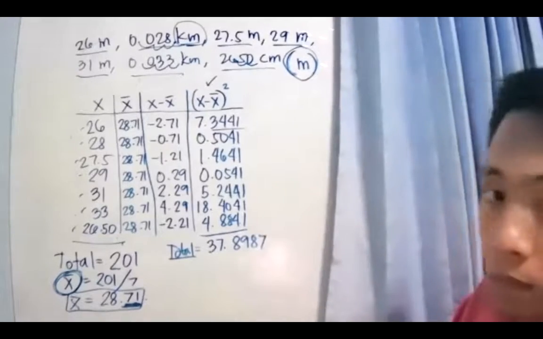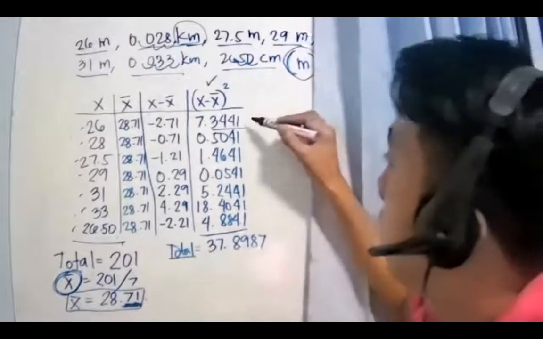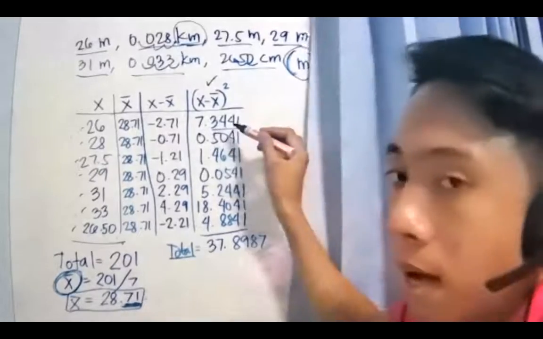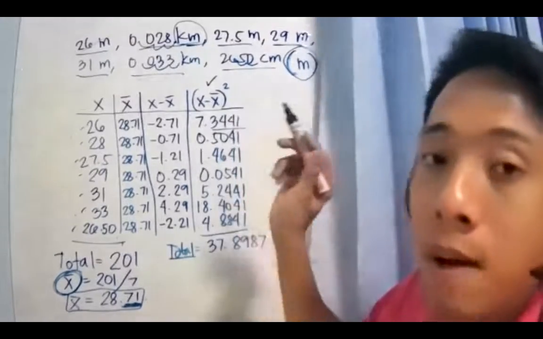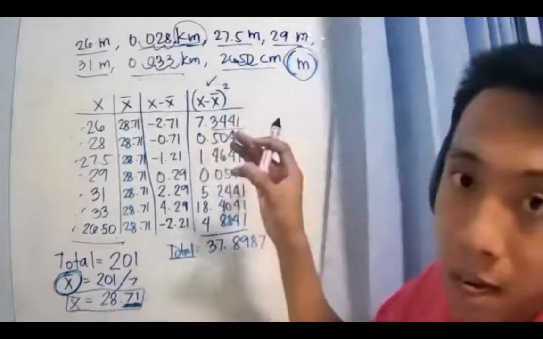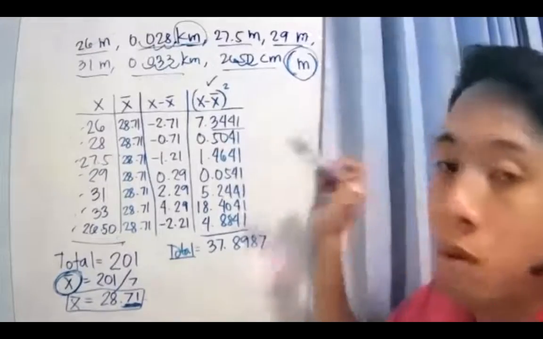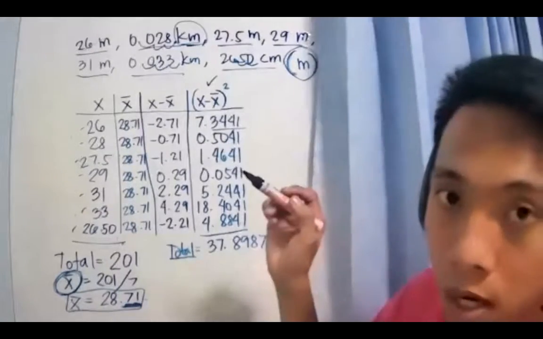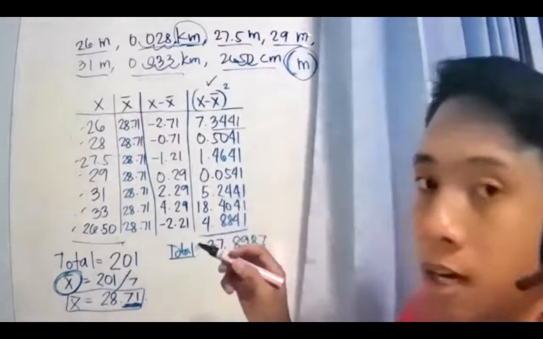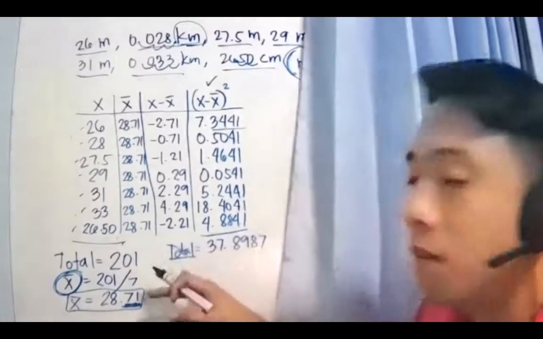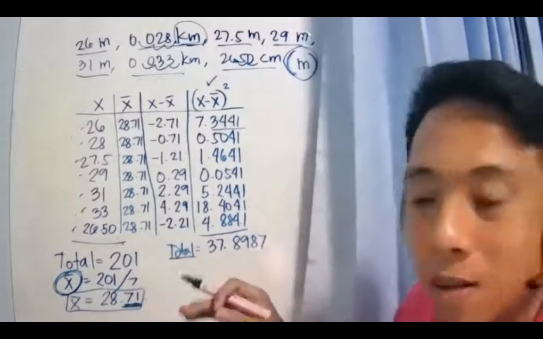37.8987. Okay, again, we will not change any of this. Kapag apat ang lumabas, apat ang ilalagay. Kapag lima ang lumabas, lima ang ilalagay. Ilalagay natin lahat ng mga numbers kung ano lumabas sa ating calculator. Is that clear? Okay, next. 6 step and then 7 step na tayo. Pang 7 na step na, di ba?